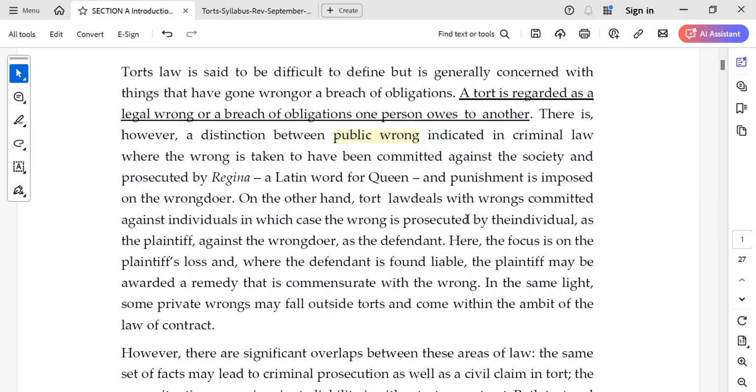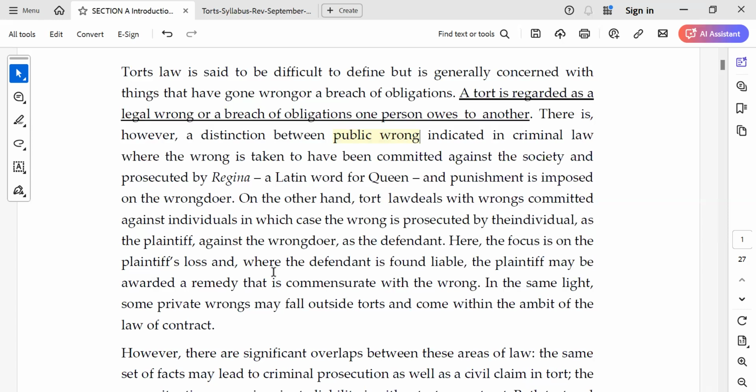And one key difference that we can see here straight away is that these are public wrongs. That means tort has to be a private wrong, right? It is a wrongful act that has been done towards me, not towards the public. Any crime is seen as an act against the state, or an act against the province or the government, basically.